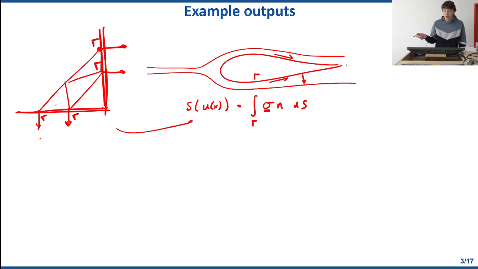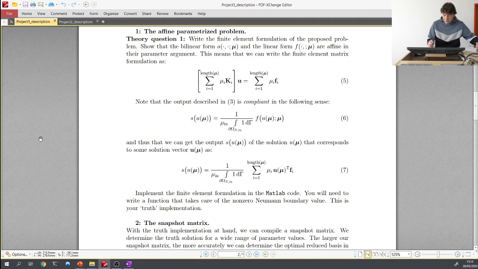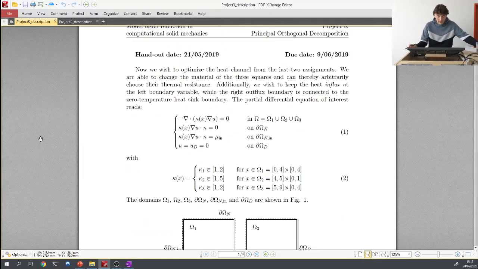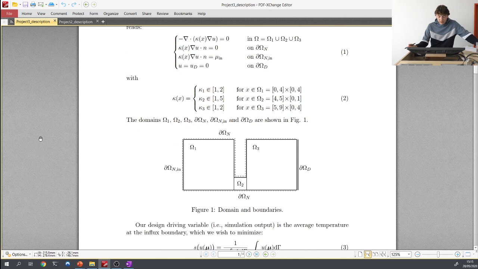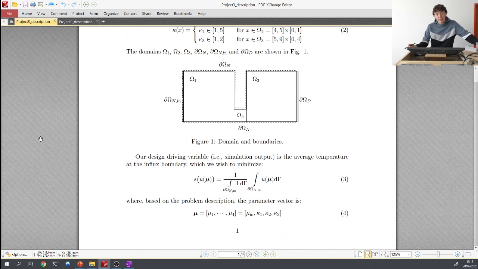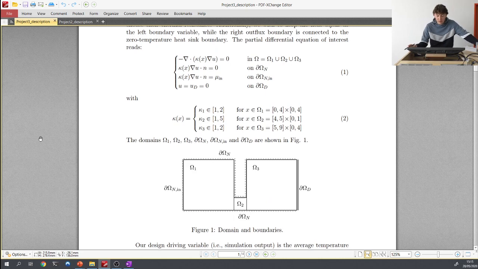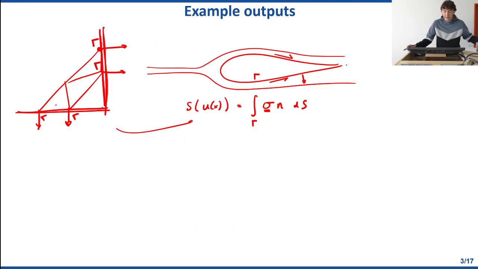Then specifically for the case that we are interested in, we're talking about a heat problem, and the output was the average temperature. So clearly that's also an output that we might be interested in. If we're designing a heat channel, what is the temperature at the inflow and the outflow? So what is the setup here, and why is this compliant? That's the last thing I want to address today.